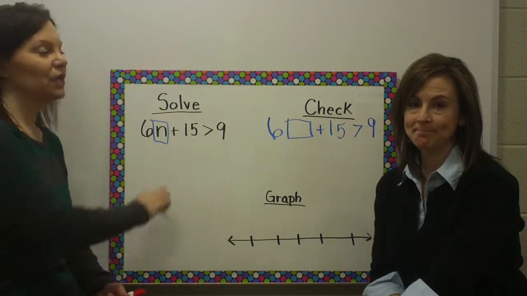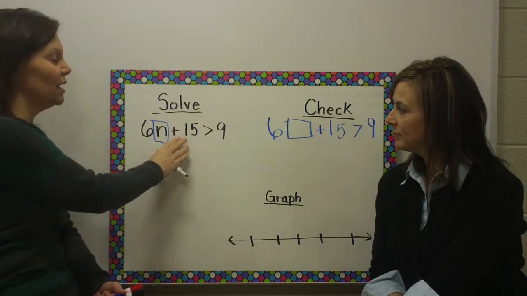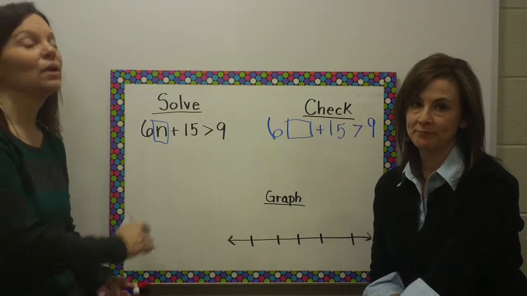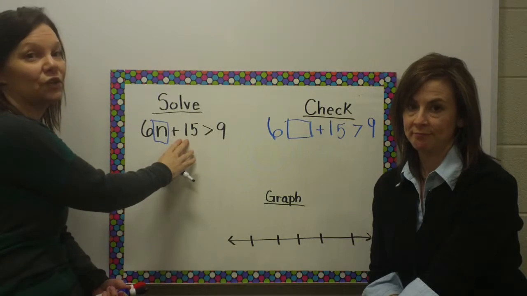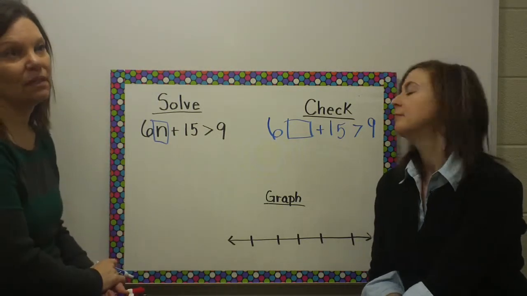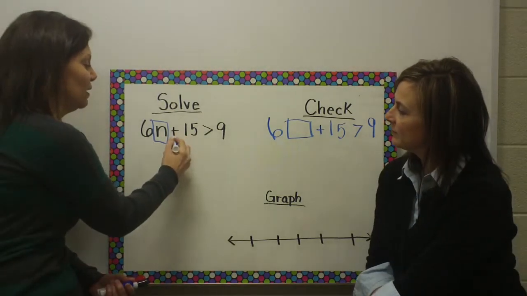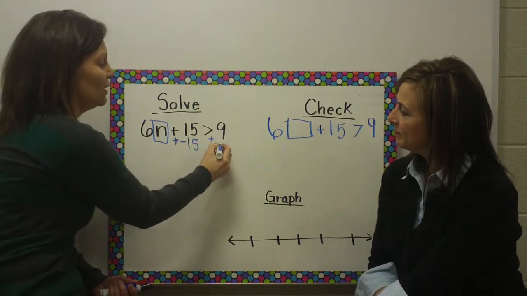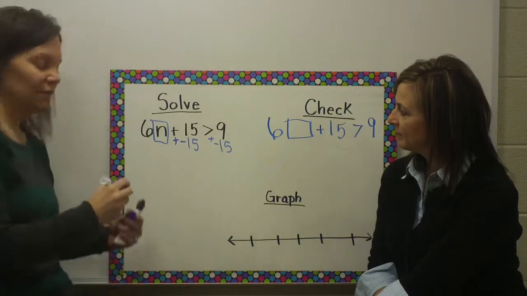In our problem over here, we're going to be isolating our variable. I have 2 operations. I'm multiplying by 6 and I'm adding 5. So remember, the order is important. I have to eliminate my addition first. So I'm going to add the opposite. Opposite of positive 15 is negative 15. On the other side, I will also add the opposite, negative 15.